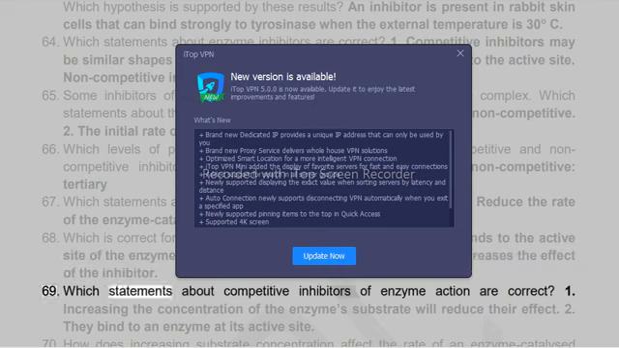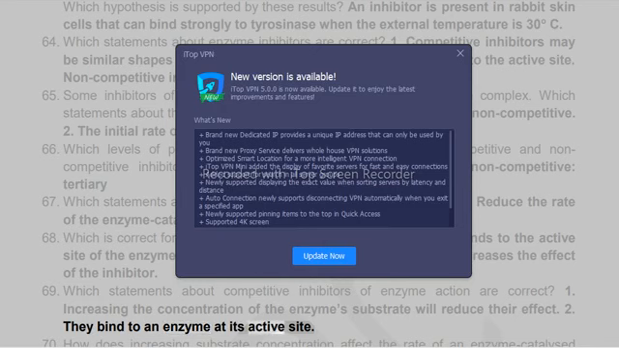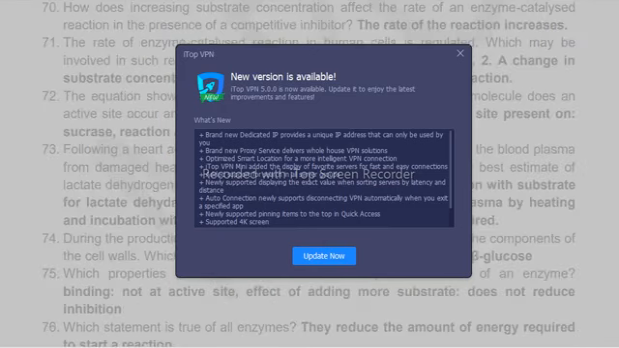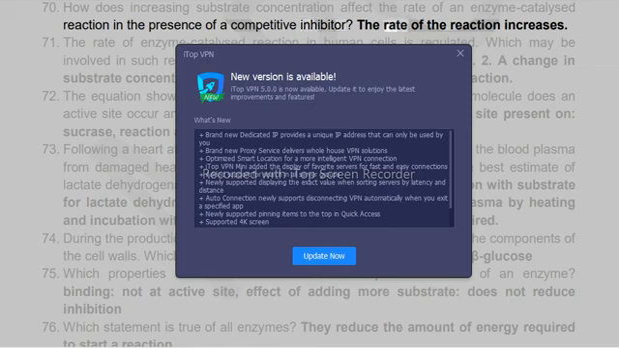69. Which statements about competitive inhibitors of enzyme action are correct? 1. Increasing the concentration of the enzyme substrate will reduce their effect. 2. They bind to an enzyme at its active site. 70. How does increasing substrate concentration affect the rate of an enzyme-catalyzed reaction in the presence of a competitive inhibitor? The rate of the reaction increases.